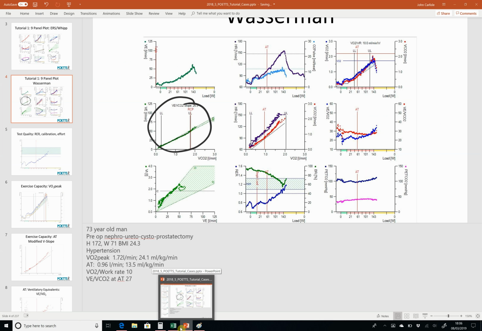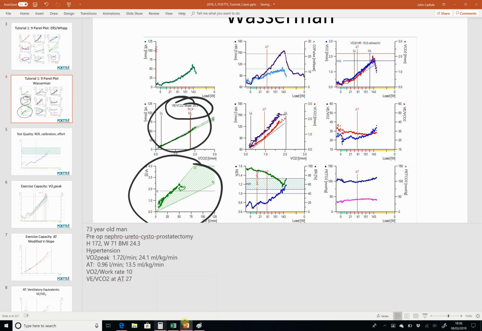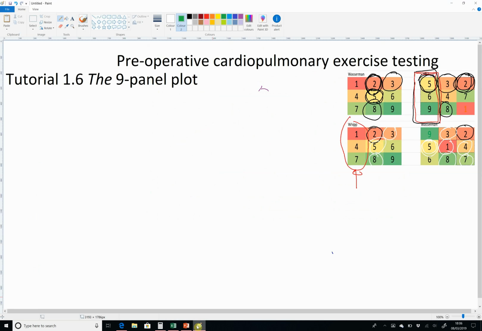Actually, let's just stick where we are. So this plot is just another way of plotting out the ventilatory equivalent for CO2, and you're looking for abnormalities there in the slope. This plot down here, so plot number 7 in the Wassermann, in the WIP plot, that's over here in position number 6.